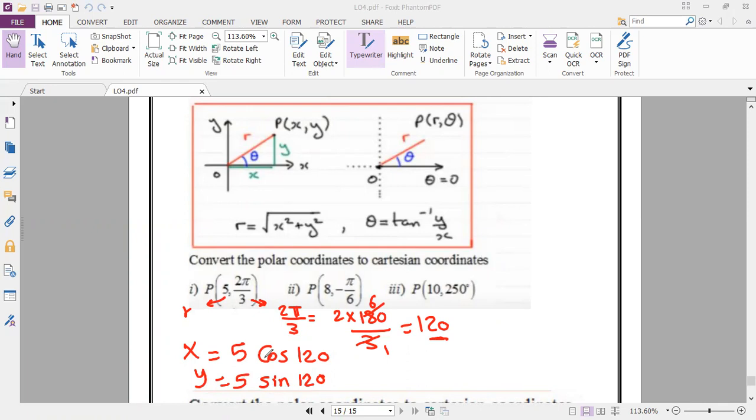So 5 times, by using the calculator, cosine 120 equals -2.5. And y is defined as 5 times sine 120, which equals 4.3.